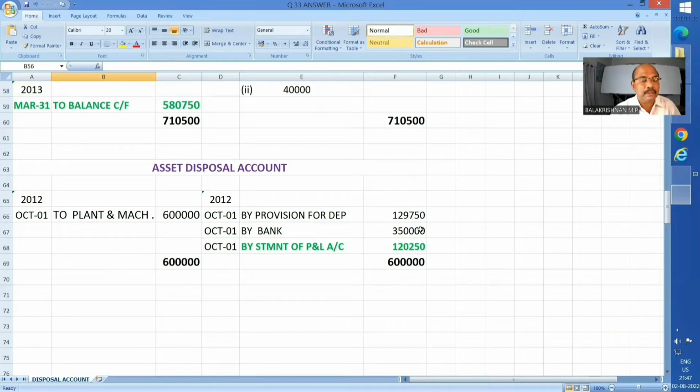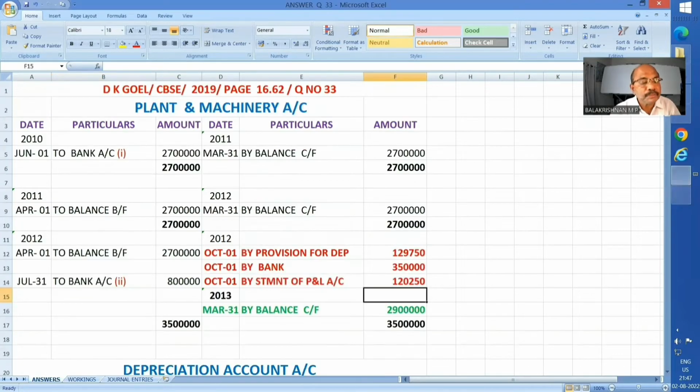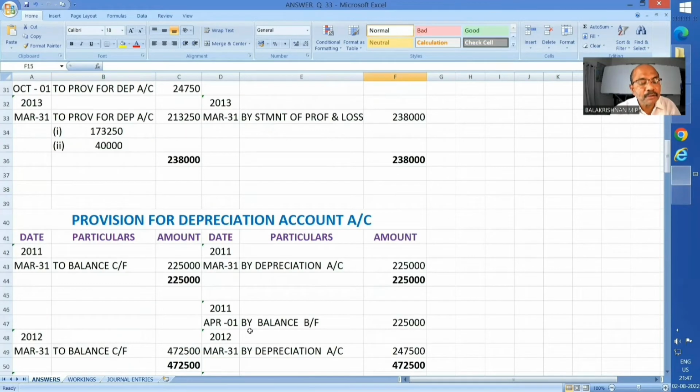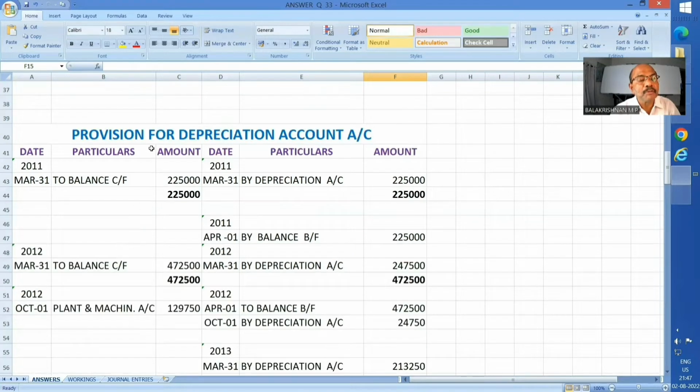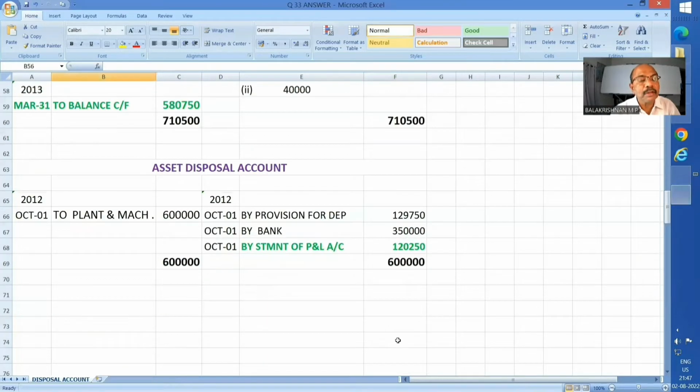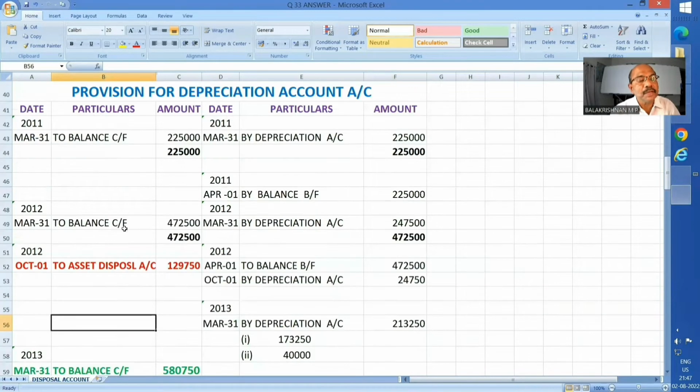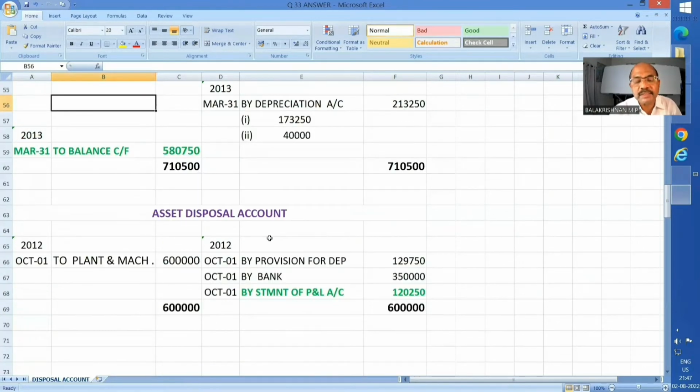Now, however, in the previous episode, as far as the provision for depreciation account was concerned, the amount is okay, but there, instead of asset disposal account, I have shown plant and machinery account. That also, when we are under asset disposal account, it will be provision for depreciation account debtor to asset disposal account, as is shown in this case to asset disposal account. Thereafter, everything is one and the same only.